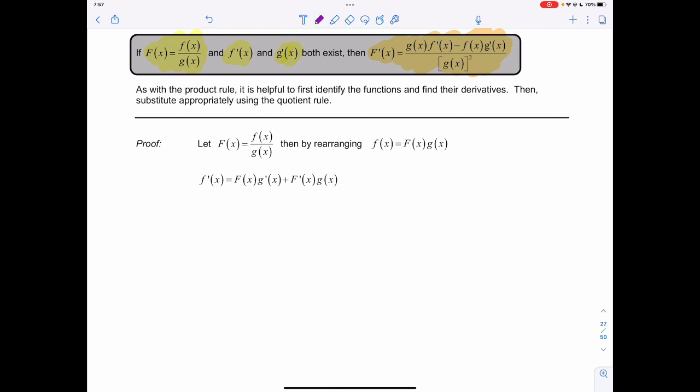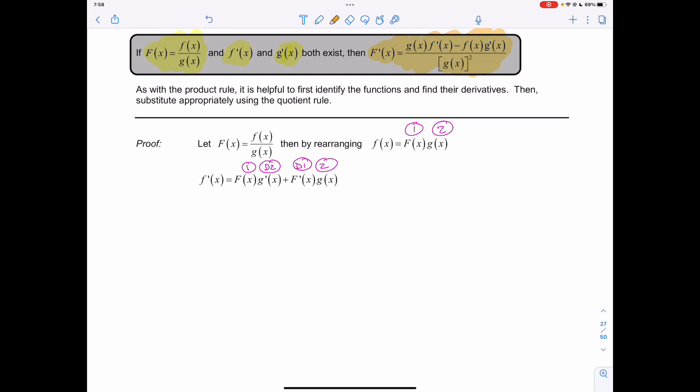If we said that capital F of x is equal to f of x over g of x, then we can just multiply that g of x out of here, and we can say that lowercase f of x is equal to capital F of x times g of x. We know from our product rule that if I had these two multiplied together, where I have one and two, my two factors, then I'm going to take the first one times the derivative of the second, combined with the derivative of the first times the second factor.